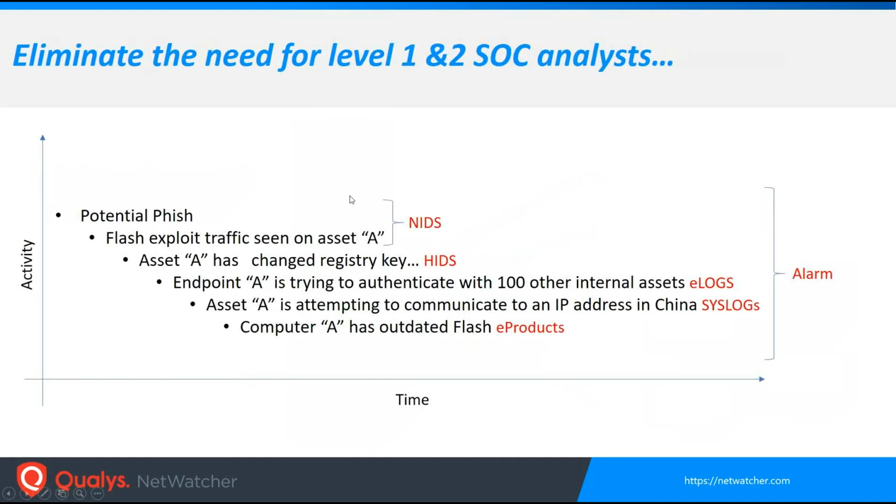And so the whole goal and the real value of NetWatcher is looking at activity over time on an asset. So we saw the phish, then a little bit later we saw the registry change, then a little bit later we saw authentication, then a little bit later we saw something on the firewall, and then we also saw that it was outdated Flash. So we take all this activity over time and correlate it, trying to paint a picture, and that's at level 2 correlation.